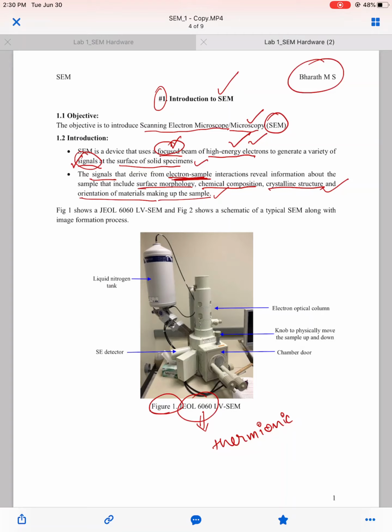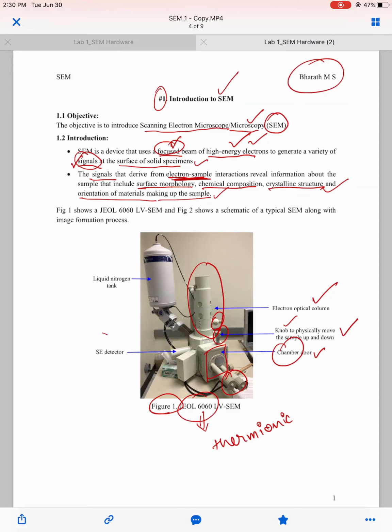So a typical SEM consists of an electron optical column. What we see here in the form of a long tube is an electron optical column, which consists of electromagnetic lenses, magnets, an electron gun to produce electrons, and various other components. And there are various hardware components such as knobs. We can see here there are so many knobs to work with. There is a chamber door. The place where we place the sample is the chamber, and this is the door for that chamber.